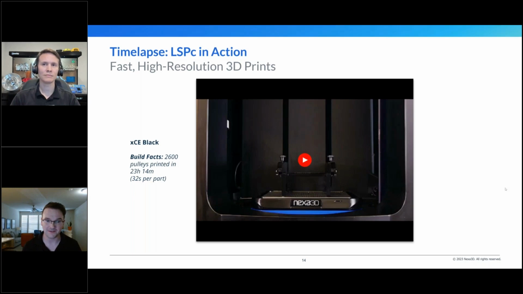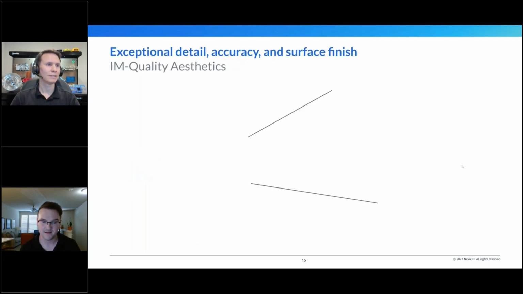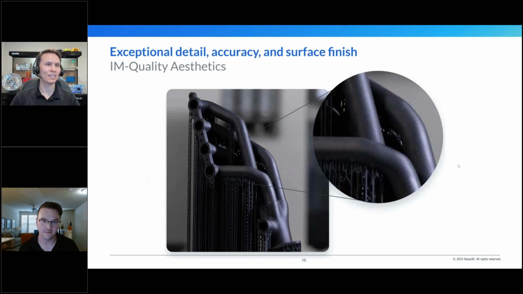So I think if you skip to the next slide. Yeah, that's a click. Oh, this is the surface finish one. Oh yeah, I wanted to highlight this as well. Again, I mentioned earlier that sacrifice of speed for quality. So I wanted to show you what you can get out of LSPc technology while still leveraging that speed and that fast turnaround.